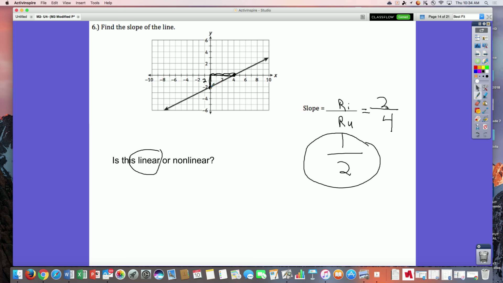So I could have used this point, right? Up 1, 1, 2, up 2. It doesn't matter what 2 points I pick on the line. I'm going to get the same answer no matter what. Slope, rise over run.